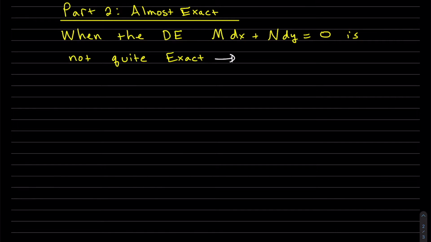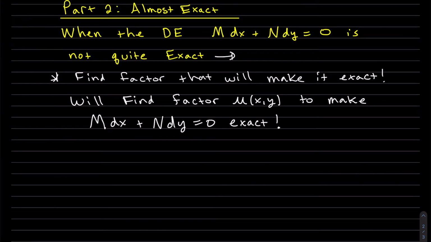So what do we do when we go to test for exact and it's not quite exact? Well, we're going to find a factor that will make it exact. So we're going to find a factor mu of xy to make our DE exact. So remember, when we were finding integrating factor in the last chapter, we were finding mu of x, and we actually even found mu of y on that last example in that section.